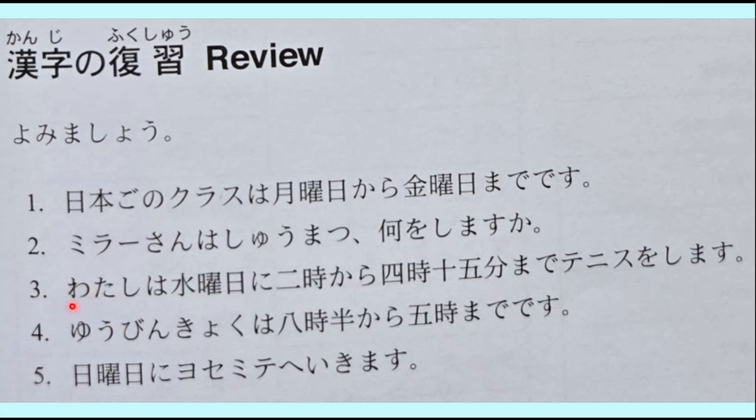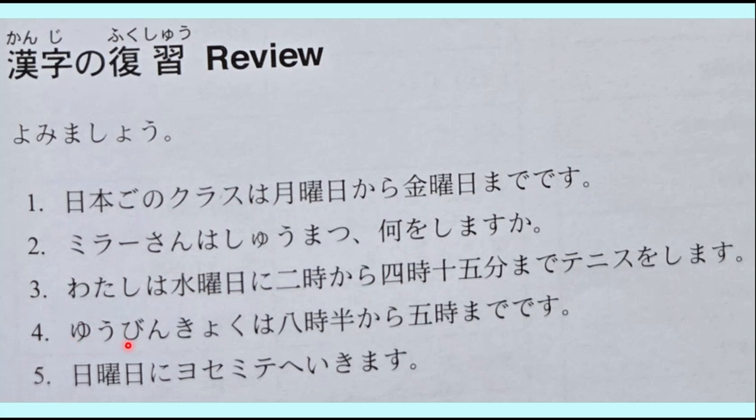Okay, so this is: Watashi wa suiyobi ni, suiyobi ni 2時から4時15分までテニスをします。私は水曜日に2時から4時15分までテニスをします。That means I will play tennis from 2 p.m. to 4:15 p.m. on Wednesday, suiyobi. So this is the meaning.